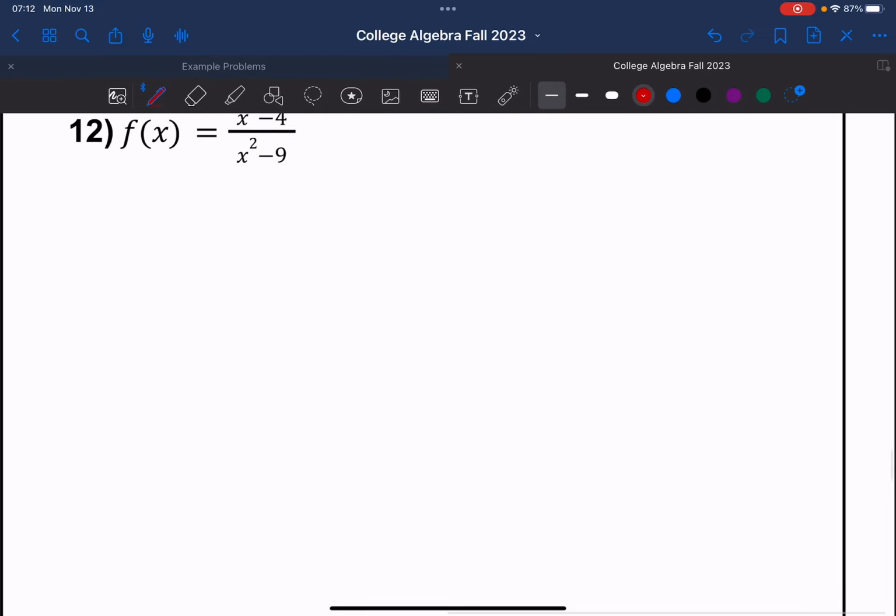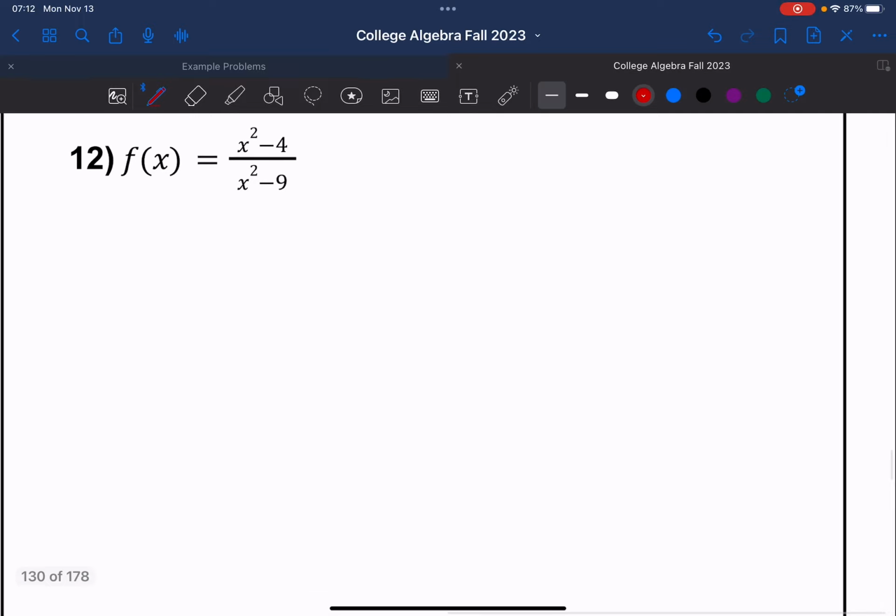Go ahead and try number 12. This is another example of that perfect square. Remember here, because of that x squared, you're going to have two answers.